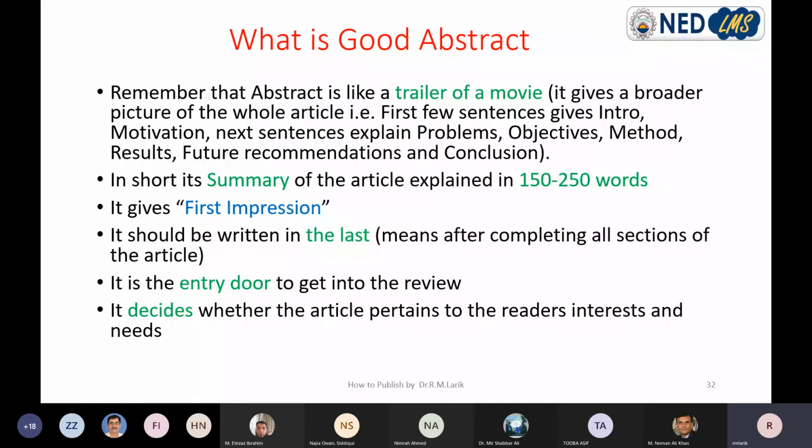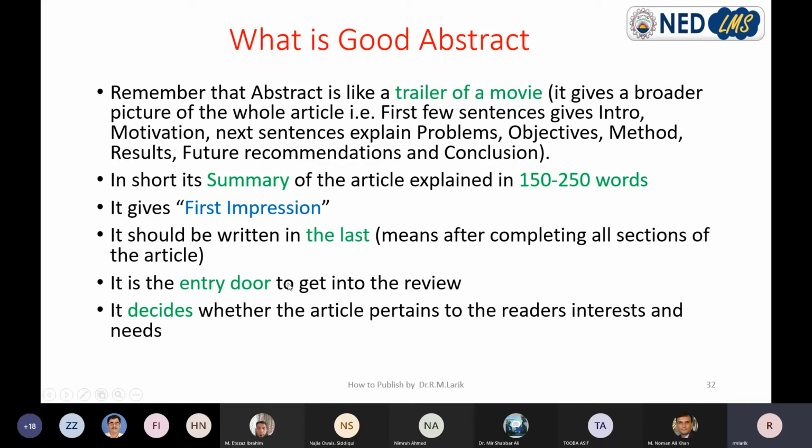And choose the words which are most appropriate according to your problem. So the choosing of words, the choosing of sentences, the choosing of paragraphs, all are very, very important. So it should be written in the last, because when you complete your article, the abstract is a broader picture of the whole article. So abstract must be written in the last, not in the first, right? And it must cover the whole article.